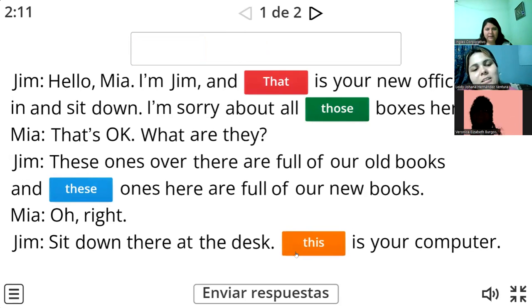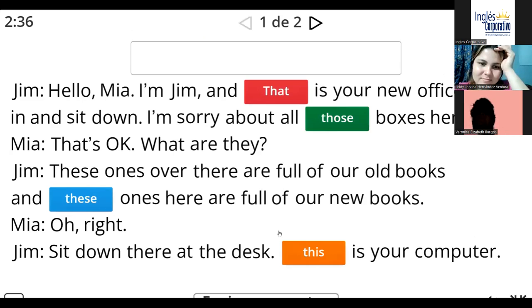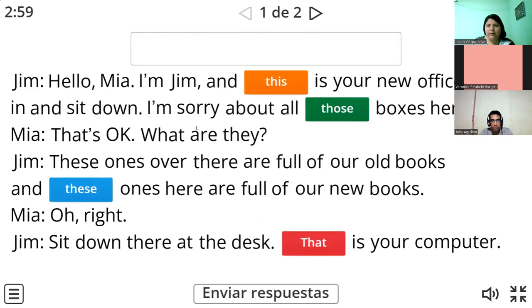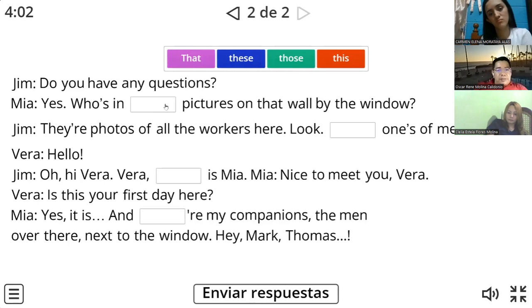Sit down there at the desk. This is, what's next? Are you sure about it? This is your computer. No. It's the other way around. Okay, so what do you think about this one? Is it this or that? Do you want to modify that? That is your computer. Okay. Can you hear me well? Let's see. Oh, office. You did it. I think we're going to finish with the pictures on that wall by the way. Look at those pictures or these pictures. These pictures. Oscar, what do you think? This, teacher.